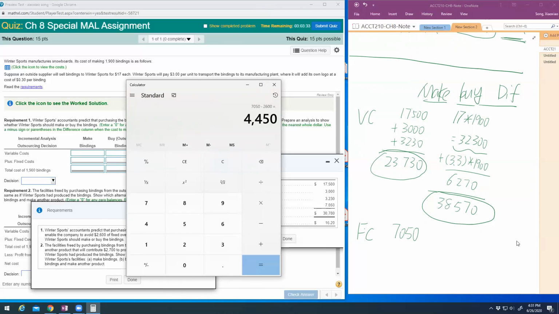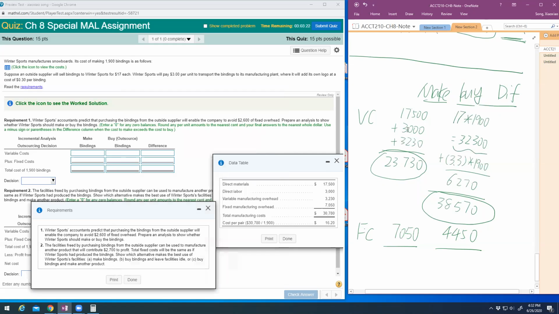If you buy, your fixed cost will be 4,450. So now you add those two numbers. I'm not going to do it. You can do it by yourself. Your total relevant cost for make will be total variable cost plus total fixed cost. Your total cost of buy is total variable cost and total fixed cost.